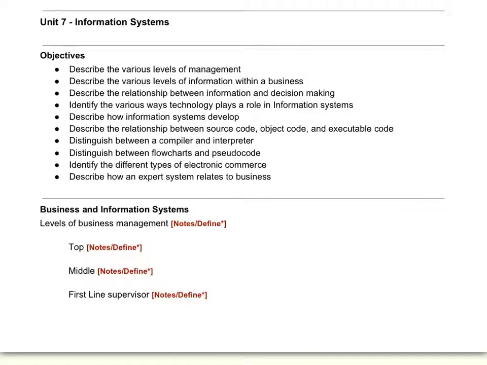BCA 101, Information Systems. We're down to the last unit. These objectives, we want to be able to describe levels of management. That's what we're going to talk about today. Describe various levels of information. And then we build a relationship between those.